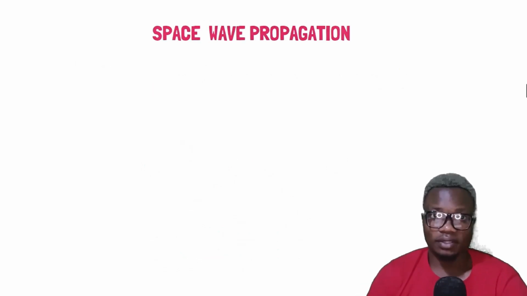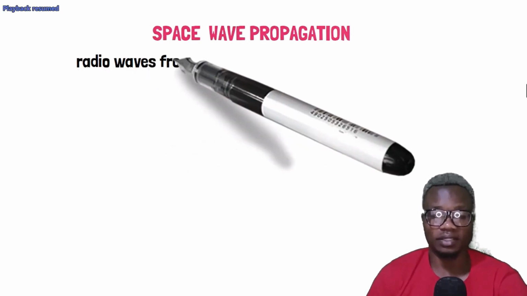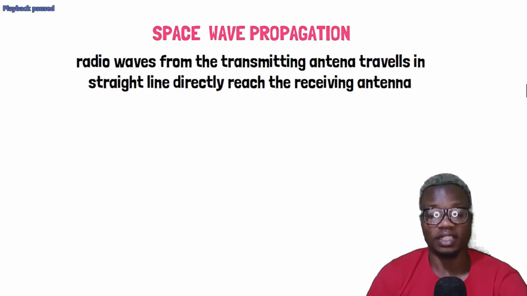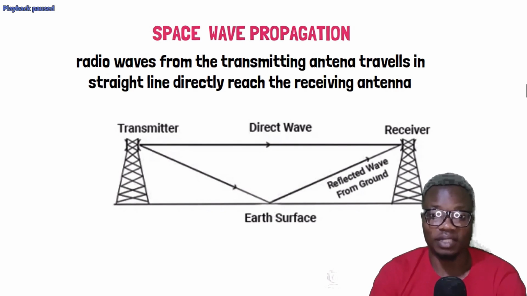Let us now see space wave propagation. This means that the information or signals travel in a straight line directly from the transmitter to the receiver. We have the transmitter and we have the receiver. Information from the transmitter directly reaches the receiver in a straight line. You can see here we have the transmitter, and also the receiver.